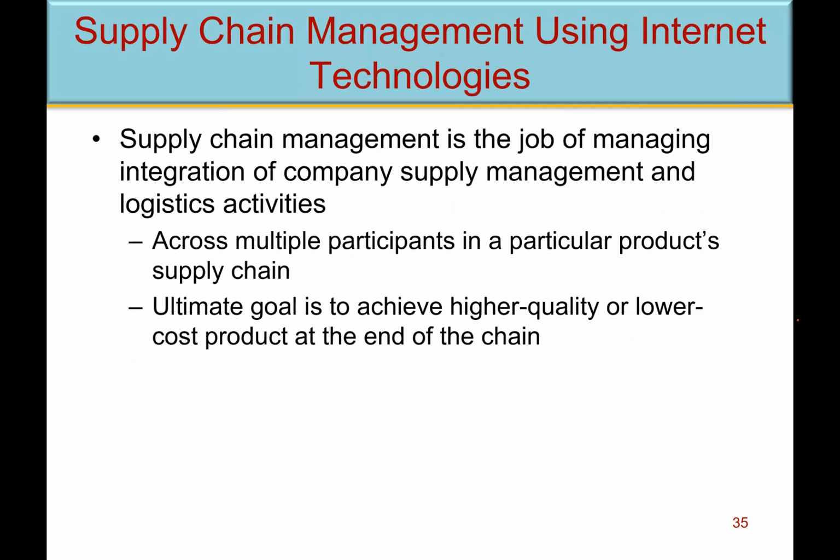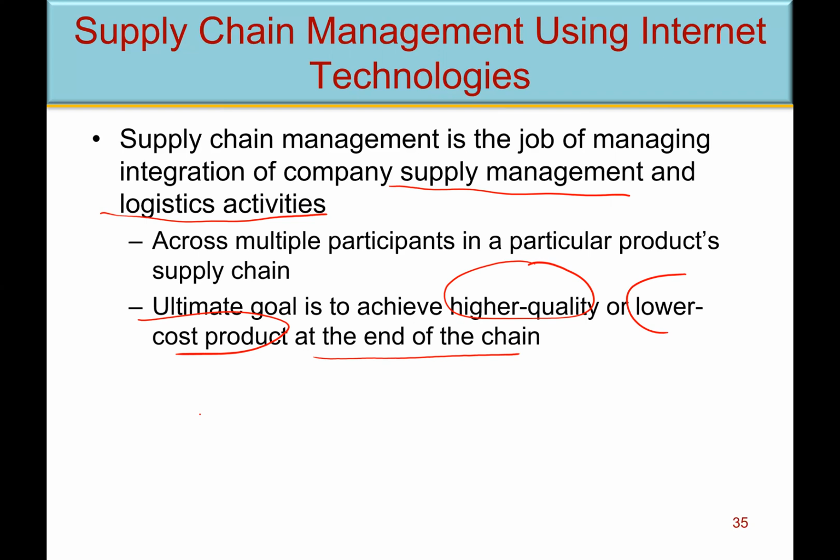Supply chain management using internet technology. How can internet technology improve supply chain management? Supply chain management is the job of managing integrations of company supply management and also logistic activities across multiple participants in a particular product's supply chain. The ultimate goal is to achieve higher quality and lower cost of product at the end, from supplier up to customer.